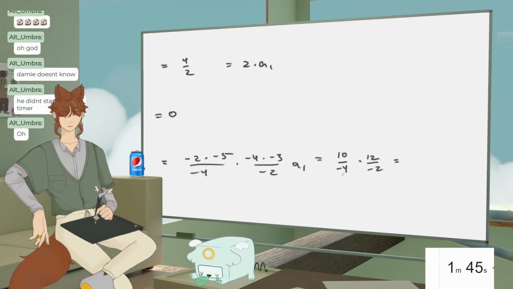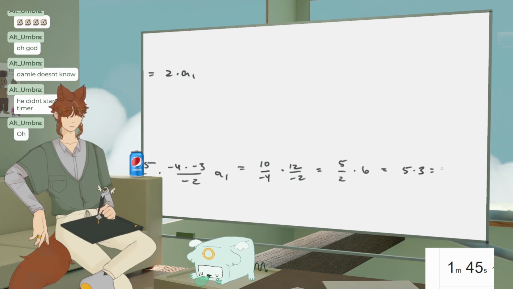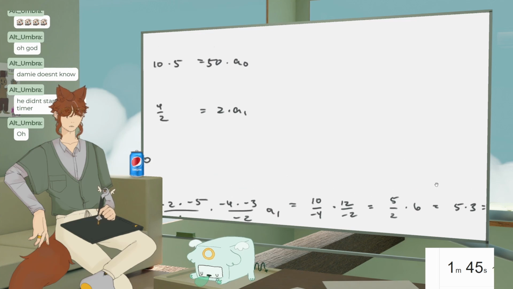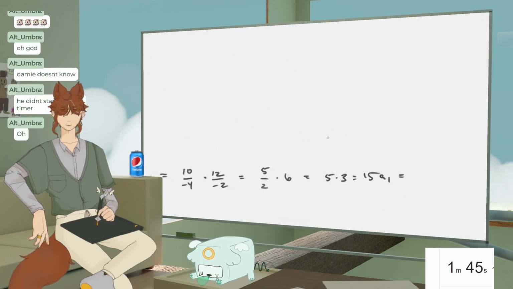So okay, 10 over 4, 12 over 2, that's 5 over 2 times, it's both negative, it's fine. 6 equals 5 times 3 equals 15. Equals 15 times 7, what's 15? No, clear. 15 times 7. 105.